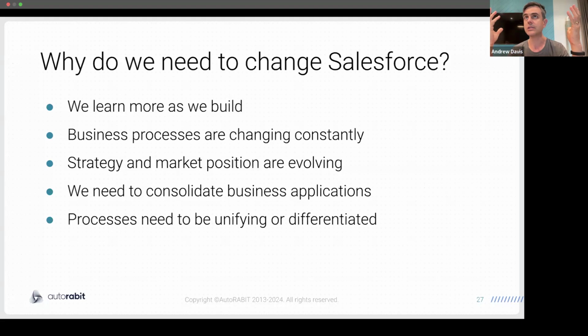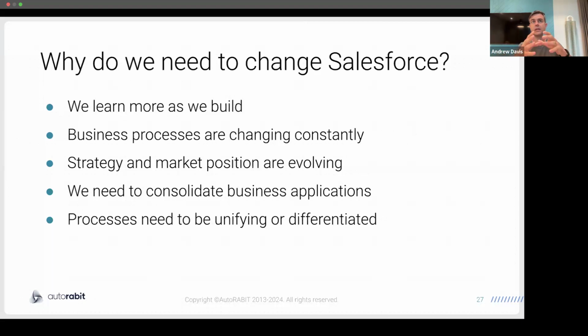So why do we need to change Salesforce? Because we've learned a lot since we first started building on it 5 years ago. 5 years ago, we didn't think that this would happen, but now we've discovered it did, and so now we need to change something. So that's one reason. Also, your business processes are changing. You use Salesforce to automate business processes. The business processes change, so you need to change Salesforce. Your market is changing. You've got new lines of business. Maybe you're acquiring businesses. You need to consolidate some applications. Maybe you need to split applications.